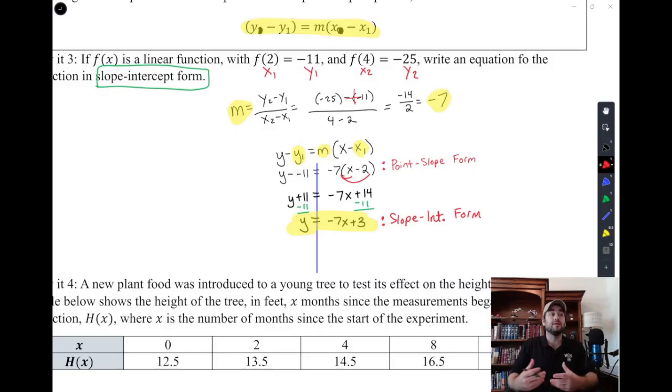So important to know those two forms as we move through today. Important for you to memorize and know the equations and how to use them for point slope form and slope intercept form.